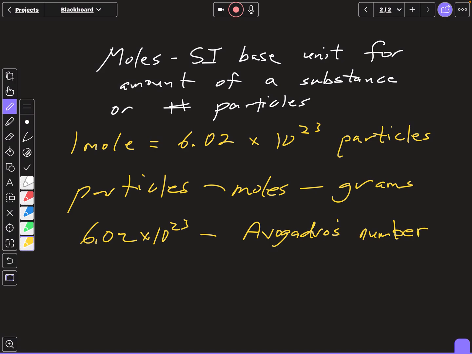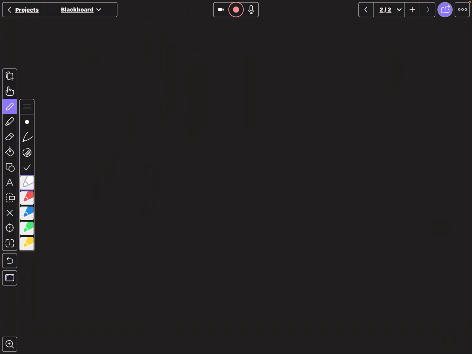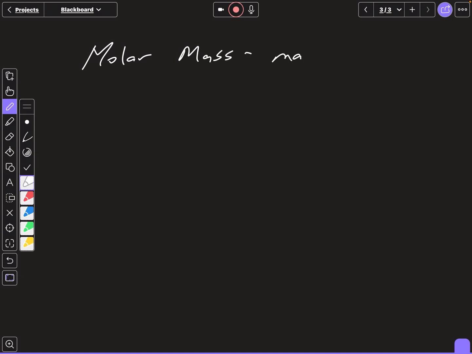All right, so the next thing we want to talk about, another way we can define a mole, is in terms of molar mass. Because the definition of molar mass is the mass of 1 mole of a substance, an element or a compound.